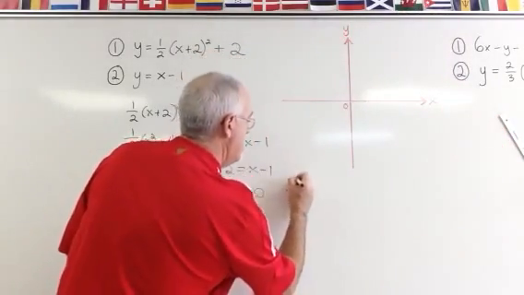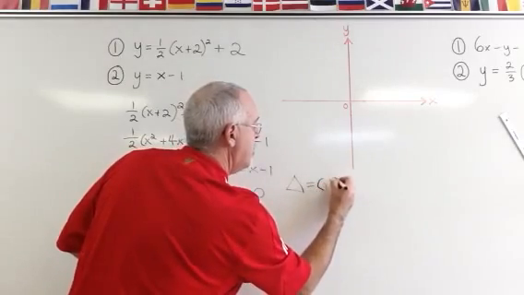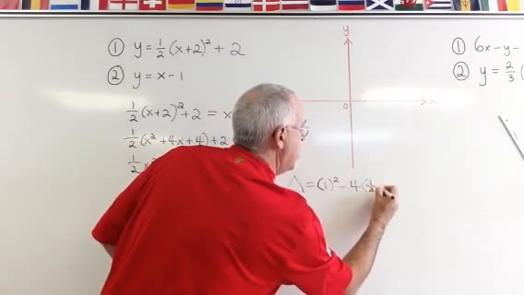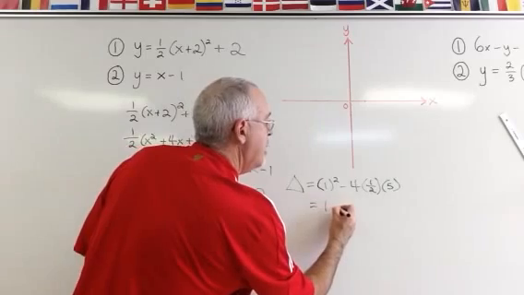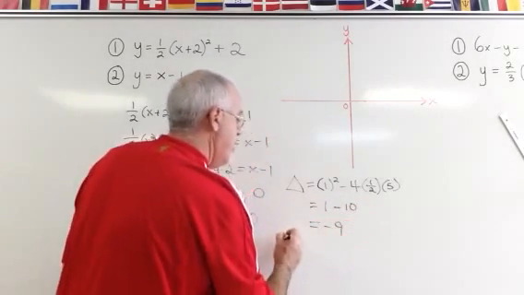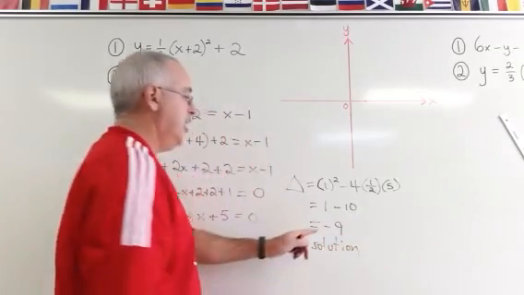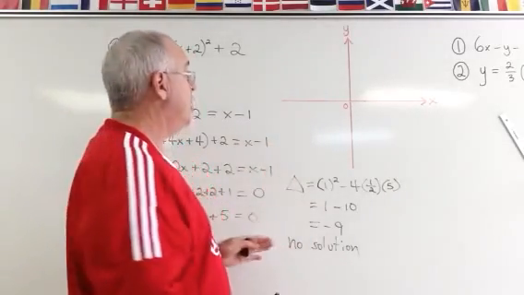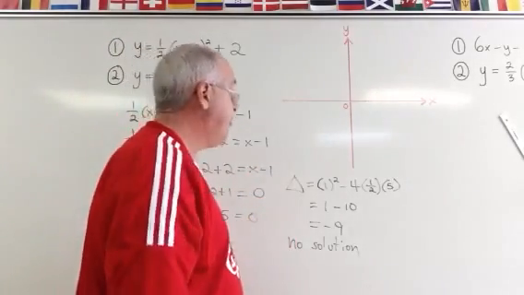Starting with the discriminant, it's going to be equal to 1 squared minus 4 times 1/2 times 5. Which is 1 minus 10, which is -9. Therefore, there is no solution. A negative discriminant means that there are no points of intersection between the straight line and the parabola.